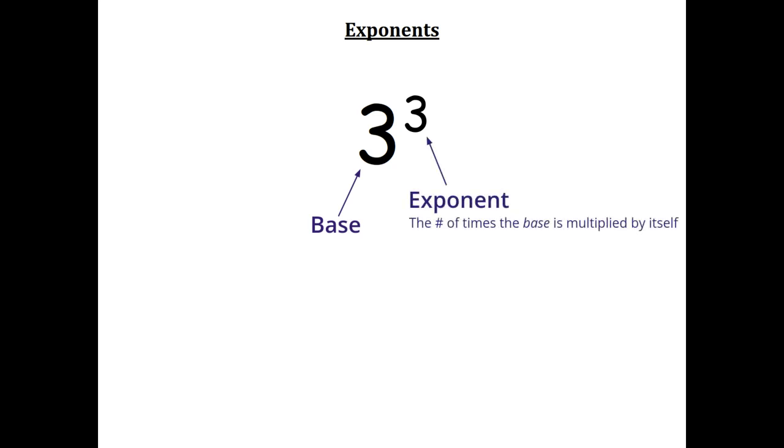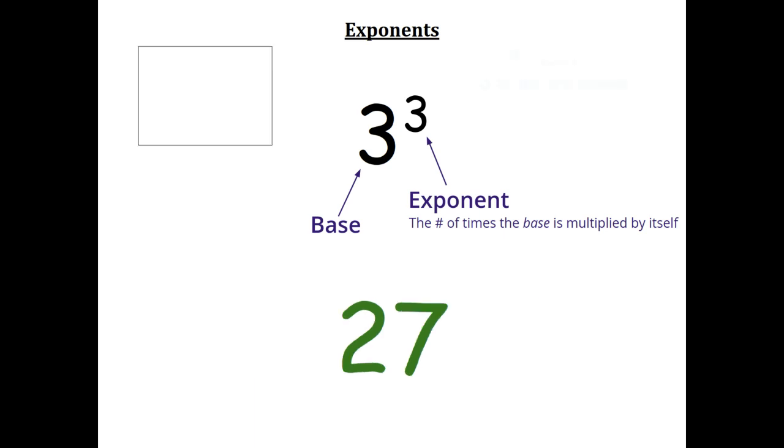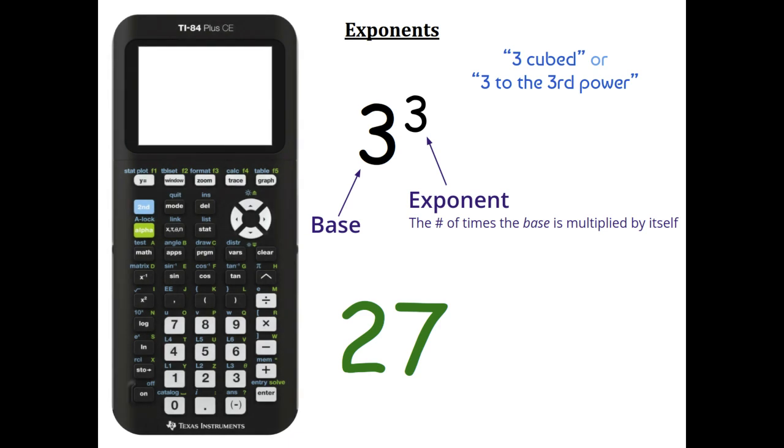Now we have 3 to the third power. That means that 3 is the base and 3 is the exponent. Exponent is the number of times the base is multiplied by itself. So 3 times 3 times 3, which will be 27 in the calculator. If 3 is the exponent, it's called 3 cubed, or 3 to the third power. Now in the calculator, you do 3 right here, and then raise it to the third power, and then press enter, and you get 27 as the answer.